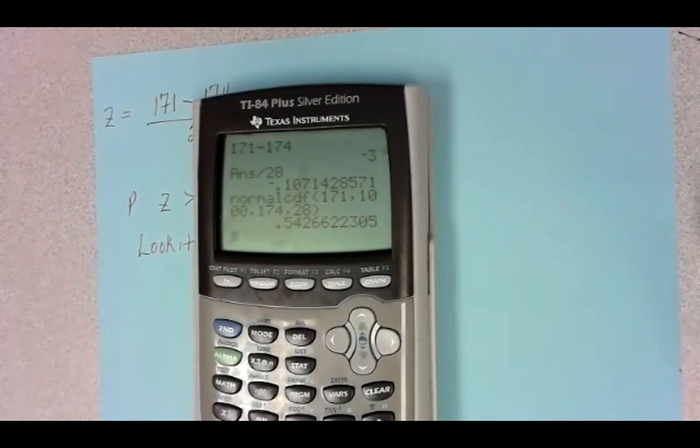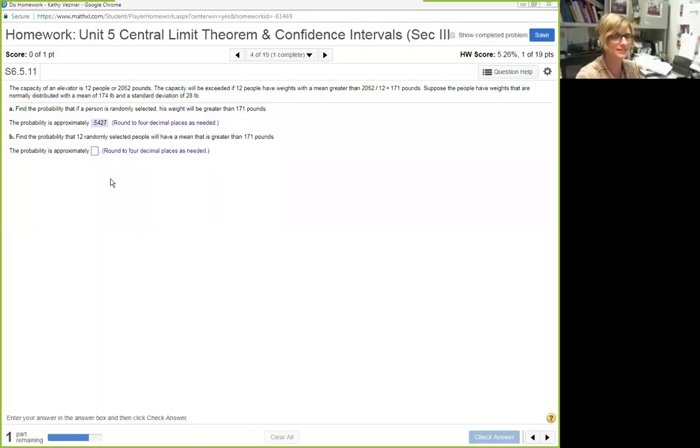Okay, now part B looks a little bit different. So let's share the screen again. Part B says find the probability that 12 randomly selected people will have a mean that is greater than 171. So the only difference here is that rather than sigma, we're going to use sigma over the square root of n. So I'm going to stop sharing.